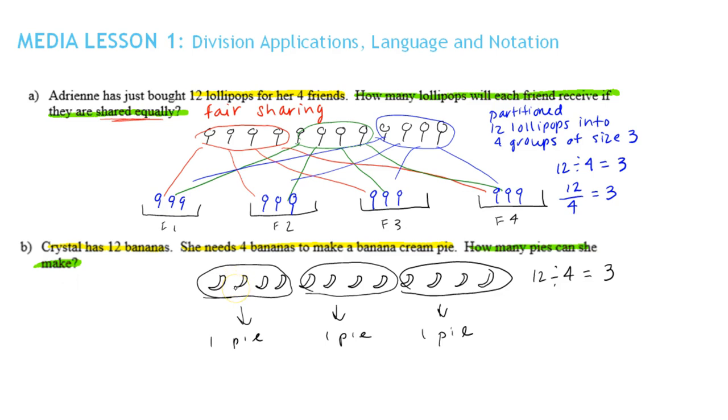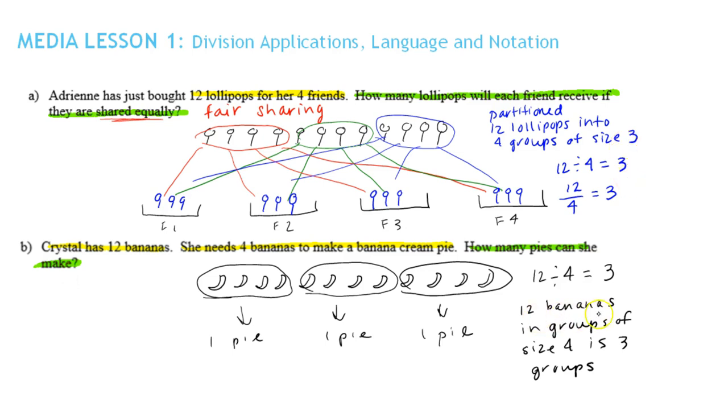But this is 12 bananas in groups of size 4 is 3 groups. Okay, so here we had 12 lollipops. We broke it into 4 groups, and the size of each group was 3.